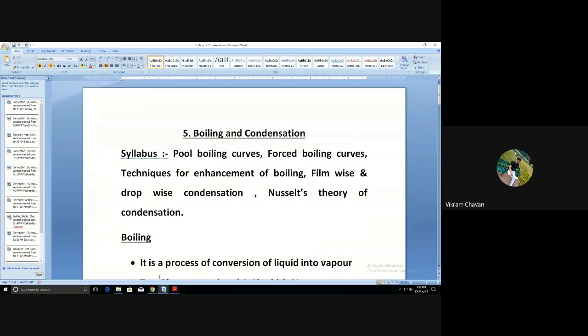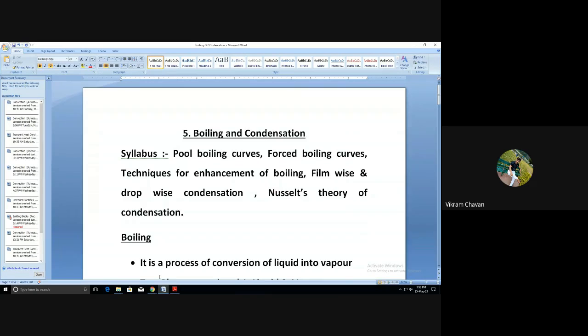Changing the phase of liquid to vapor, that is nothing but boiling. And in the simplest format, the reversal of boiling is nothing but condensation. Reversal means converting the phase from vapor to liquid. That is nothing but condensation.